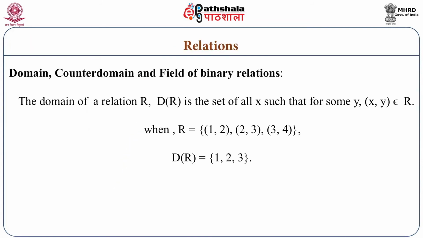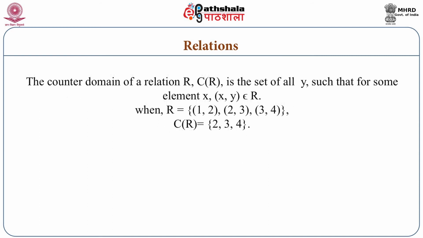Let us look at the board screen for this. The domain of a relation R can be explained like this: D(R) is the set of all x such that for some y, (x, y) is a member of R. For example, R is a set with three members (1, 2), (2, 3), (3, 4). The domain of R will be understood as the collection 1, 2, 3.